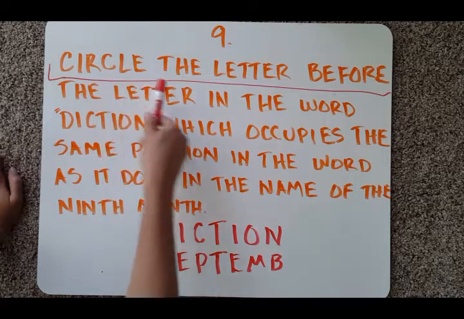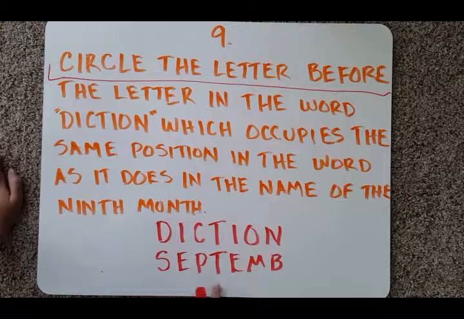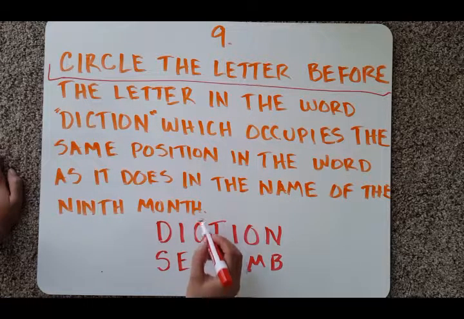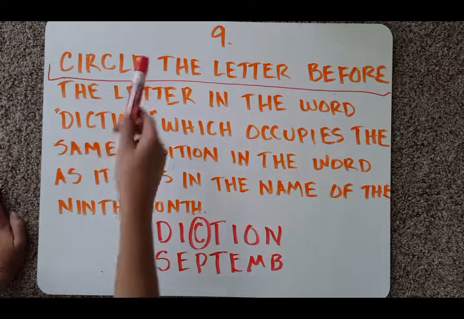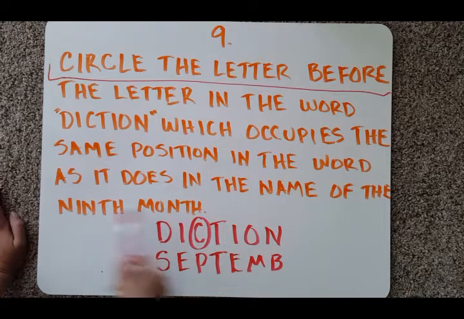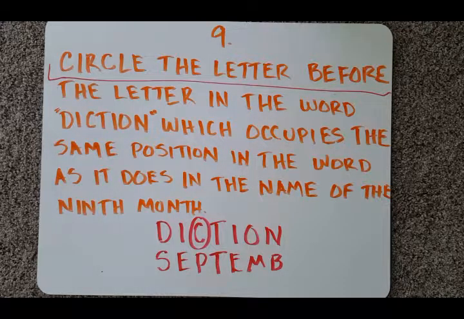It says, circle the letter before this letter that we just found. So you found T, but you're circling the one before it. So you would circle that C. So just come back to this before part once you work with the rest of this so that you don't end up getting yourself confused.